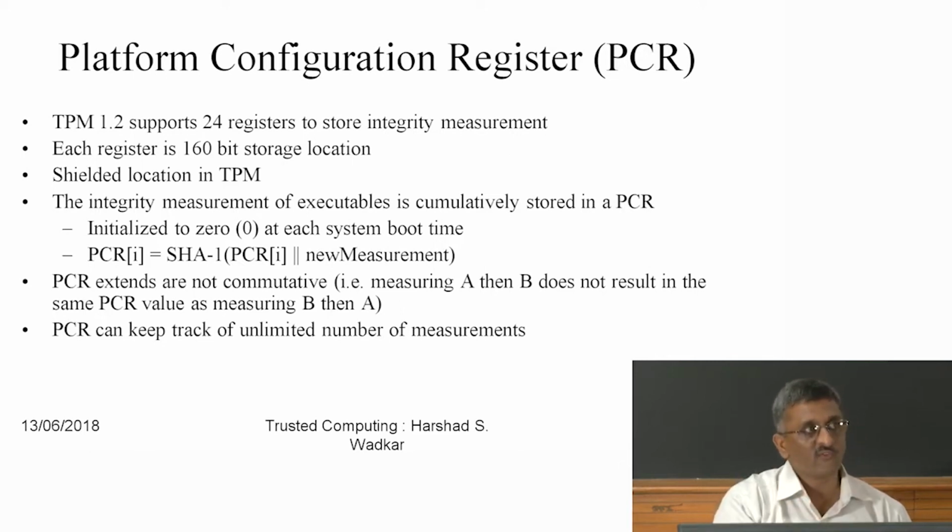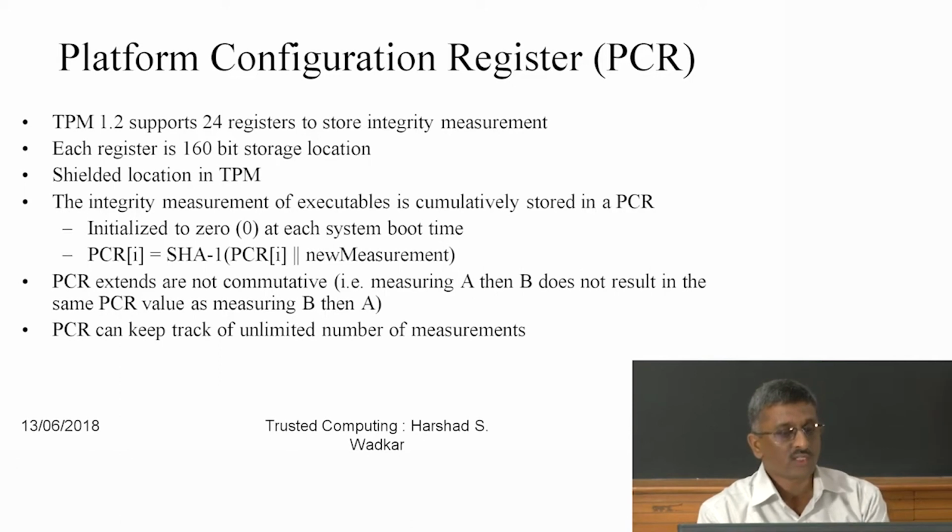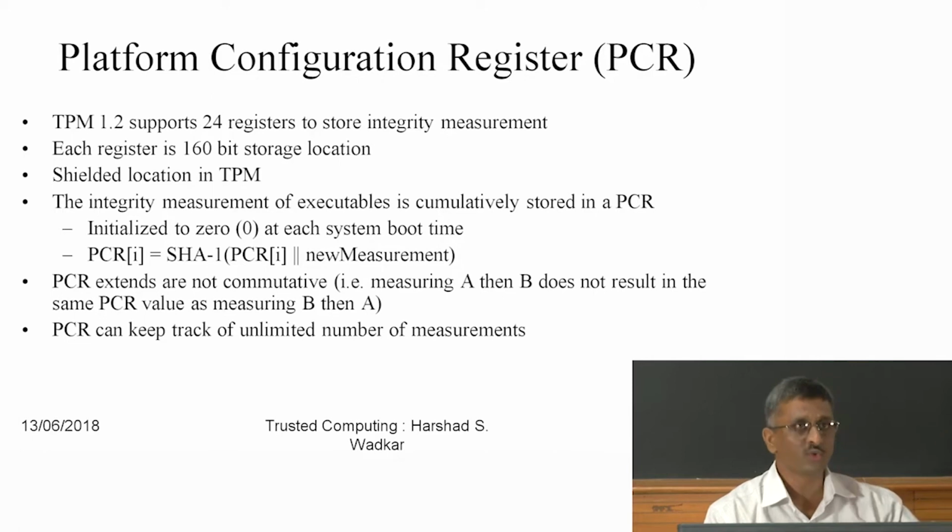Instead of this, if I first load B and then A, what will happen? There is a hash of B first and then the hash of A is added there. That is the line I have done here. PCR extend is not commutative, that is, measuring A then B is different from measuring B and then A. Okay? A PCR can track an unlimited number of measurements, because hashes are extended into the same PCR, so it can go along.